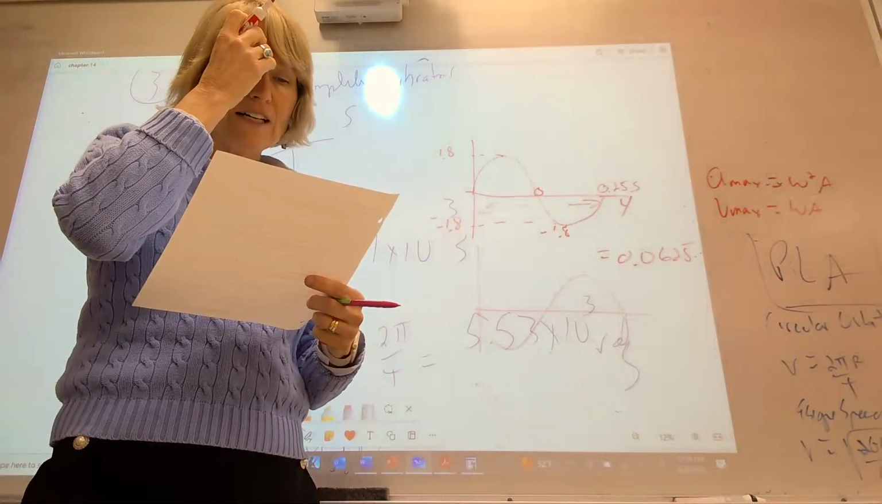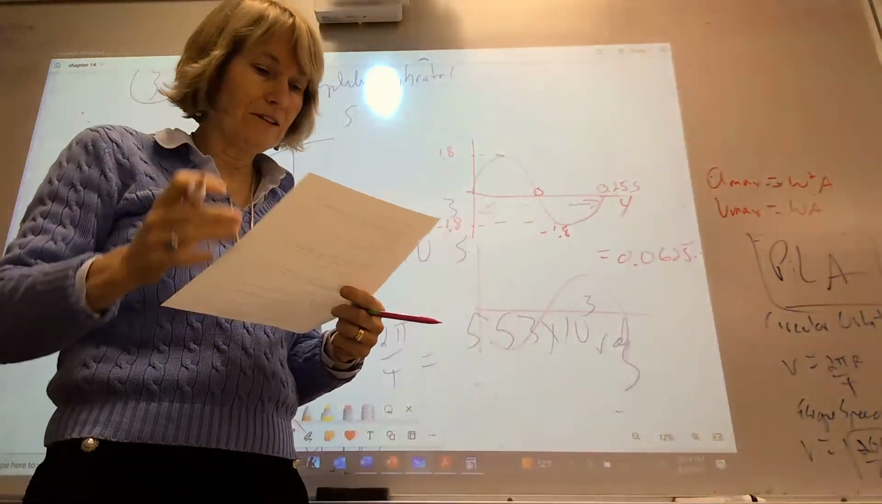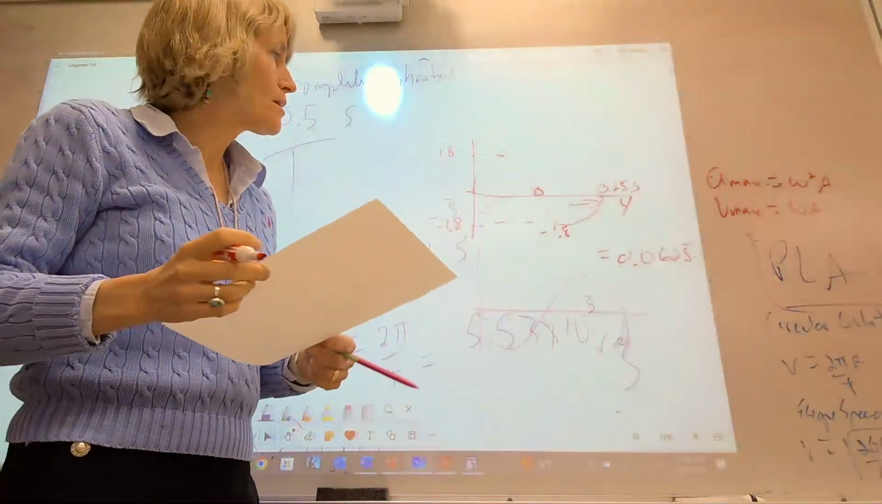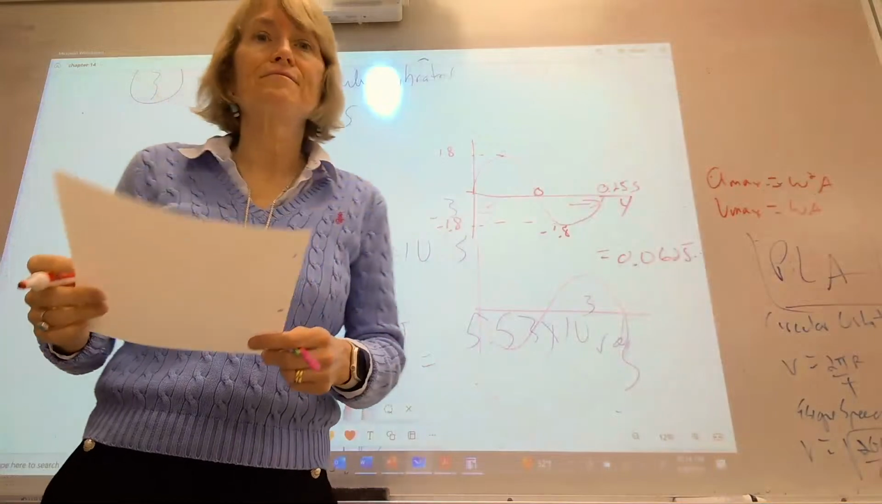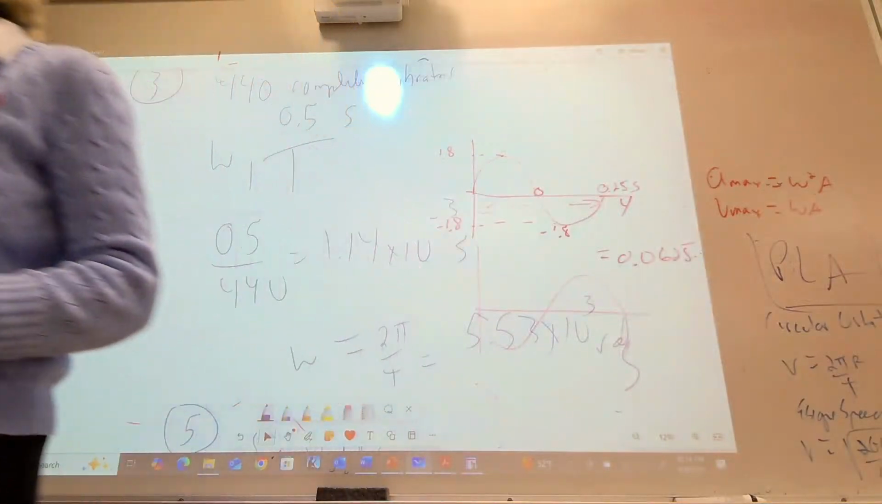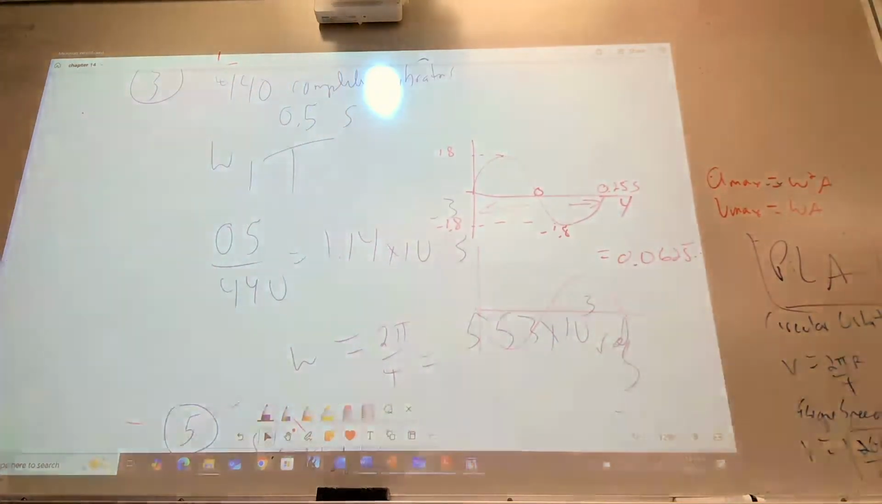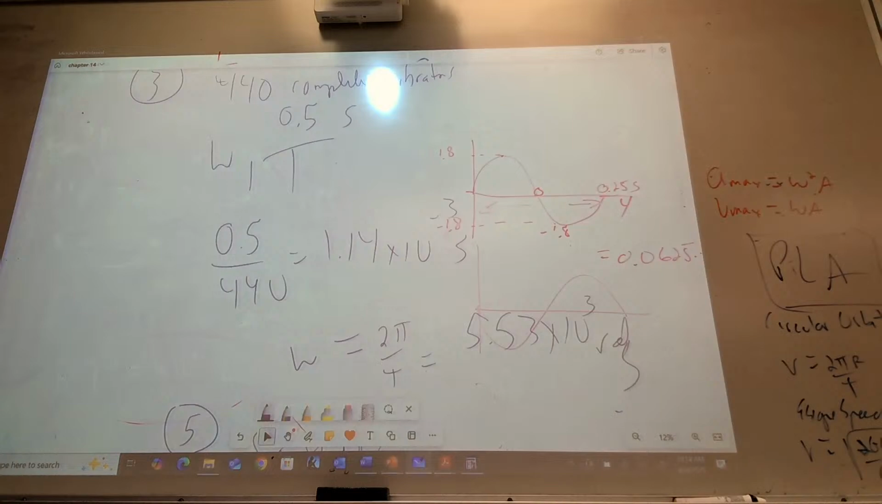Is that what you had, Violet? Yeah. Okay, good. You got it? It's 1/4 the cycle. Everybody understand? Let's go to 7.